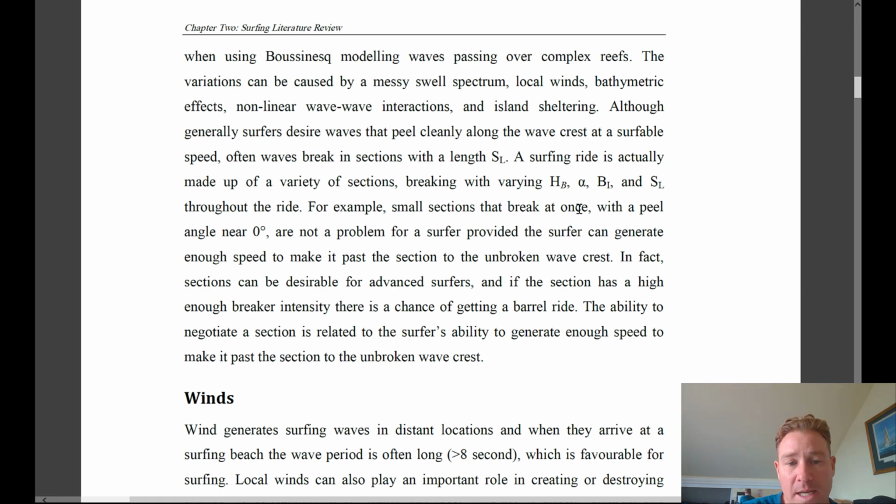Sections like that, they go on here, they say, in fact, sections can be desirable for advanced surfers. And if the section has a high enough breaker intensity, there's a chance of getting a barrel ride. So remember, they're associating breaker intensity to that vortex ratio a great deal. And that vortex ratio is linearly related to the orthogonal seabed gradient. So we're starting to see how these things all work together.